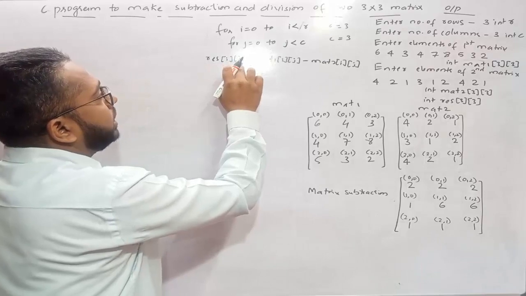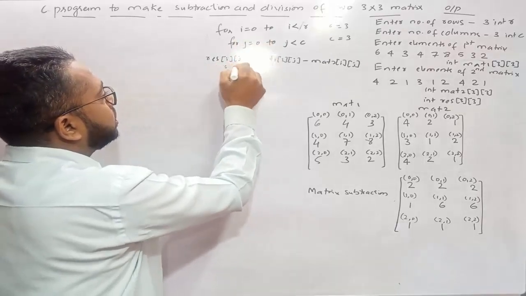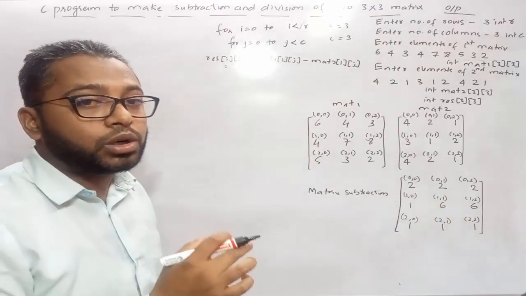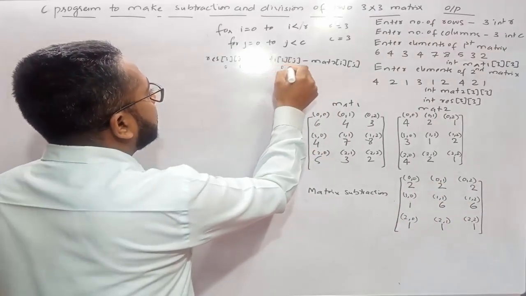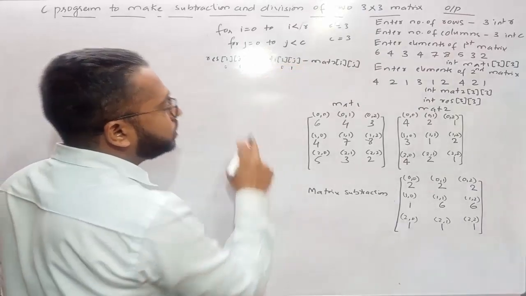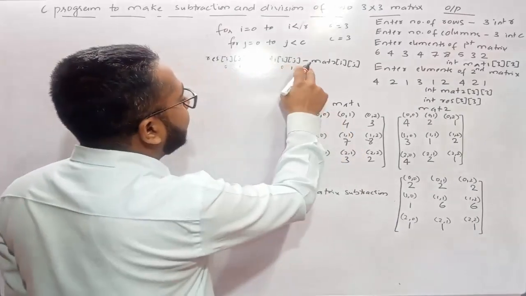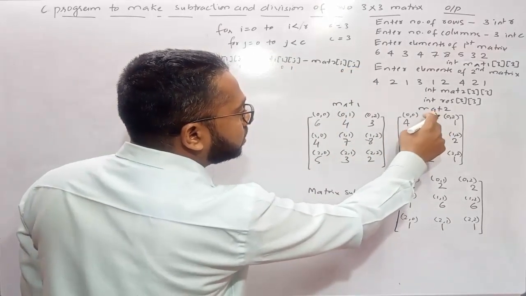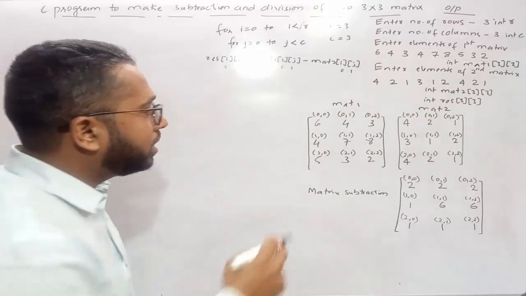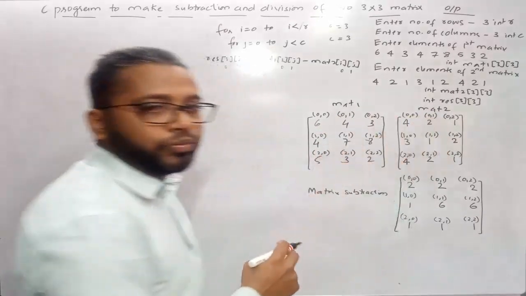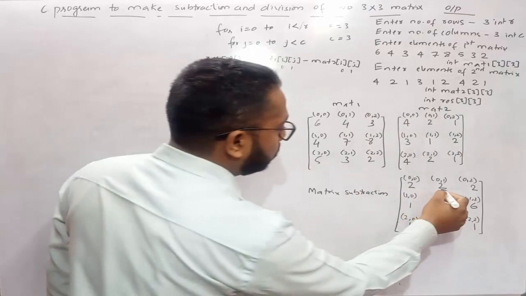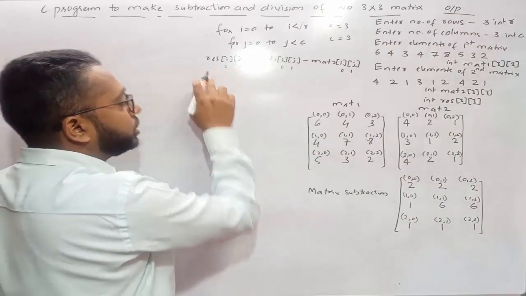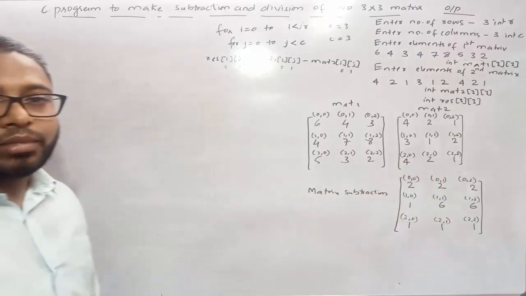Res ij, i is 0, j is 1. That means at this location, now the output we're going to store. Mat1 of 0 comma 1 is this 4, minus mat2 of 0 1. Mat2 of 0 1 is this element. Okay, now the subtraction gets performed between 4 and 2. So we will get 2, and that 2 gets stored inside the 0 1 location of our resultant matrix.